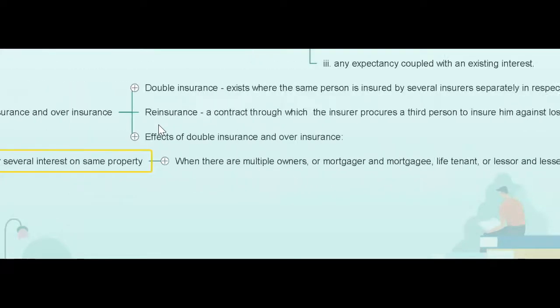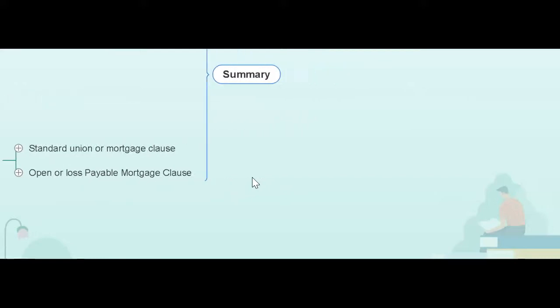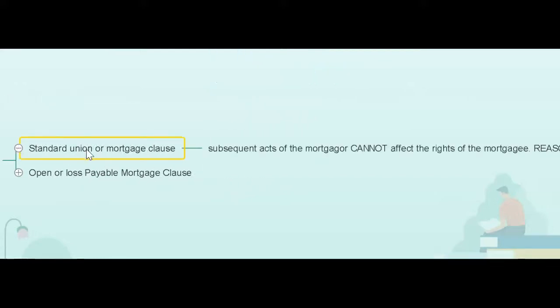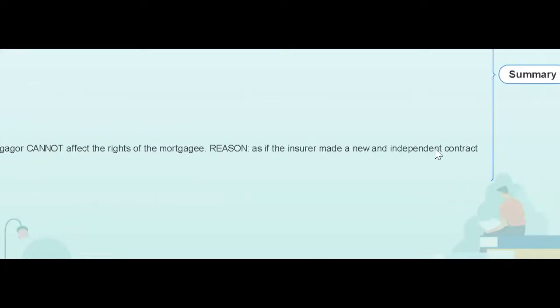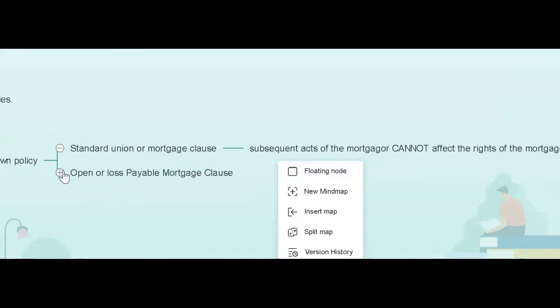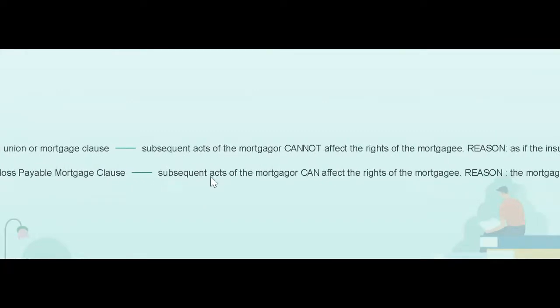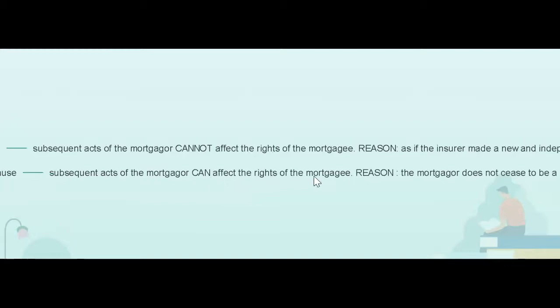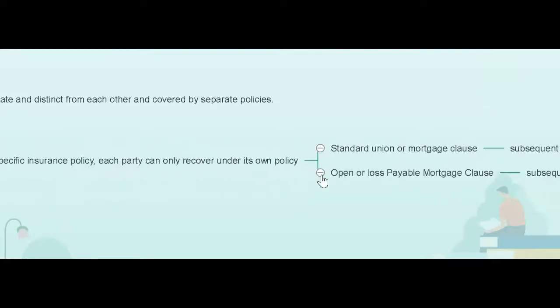So, may dalawa to dito. Okay, ito ay standard union or mortgage clause, tsaka yung open or loss payable mortgage clause. Isa-isahin naman natin yan. For standard union or mortgage clause, subsequent acts of a mortgagor cannot affect the rights of the mortgagee. Reason, as if the insurer made a new and an independent contract. On the other hand, in open or loss payable mortgage clause, subsequent acts of the mortgagor can affect the rights of the mortgagee because the mortgagor does not cease to be a party to the contract.